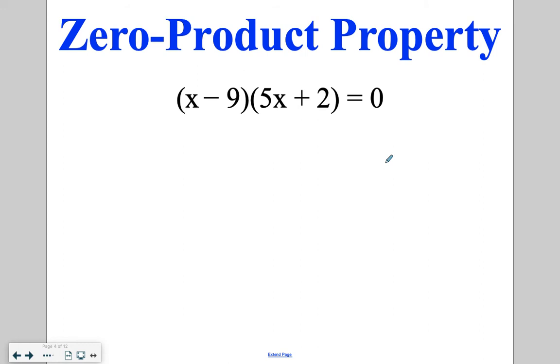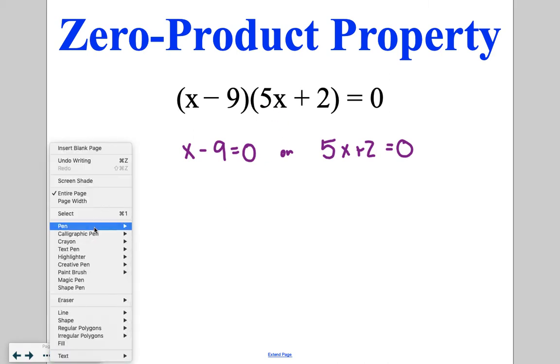Now, using this, the factoring part is going to help us find the solution. So if I have (x minus 9)(5x plus 2) equals 0, this has already been factored for us. So what we can do then is use this zero product property rule and say that either x minus 9 has to equal 0 or 5x plus 2 has to equal 0. So in order for the final answer to be 0, one of the two pieces being multiplied has to equal 0. So then you can go through and solve both equations.